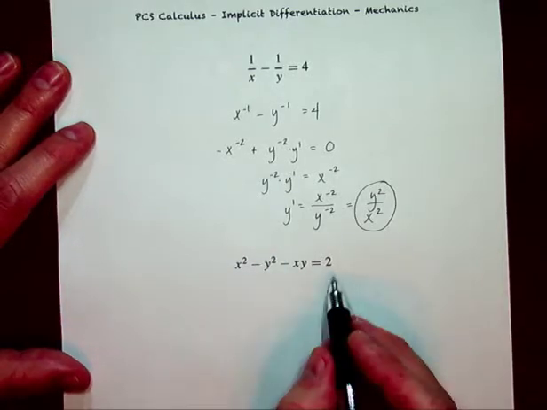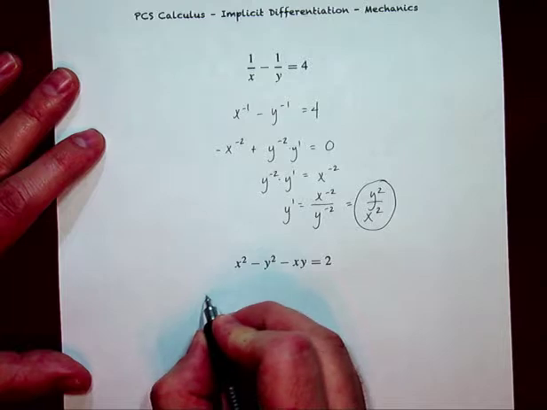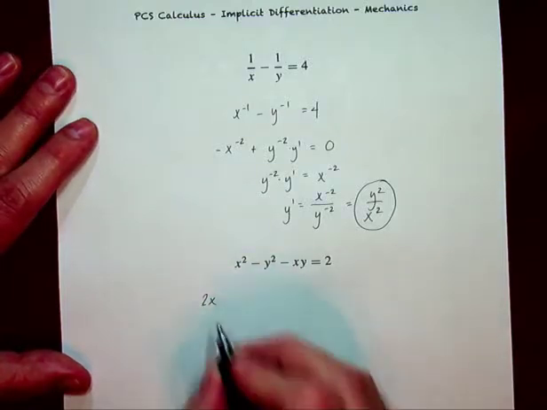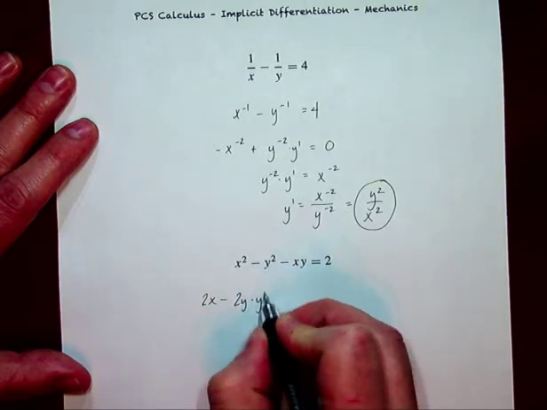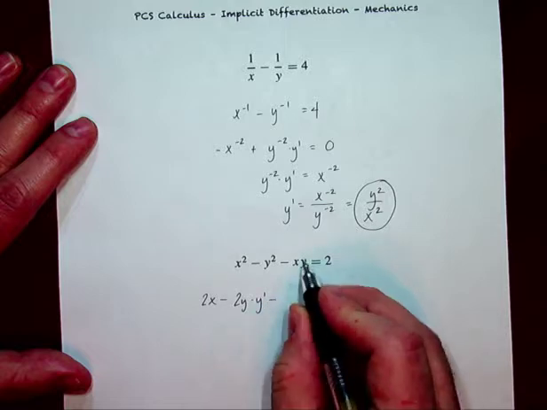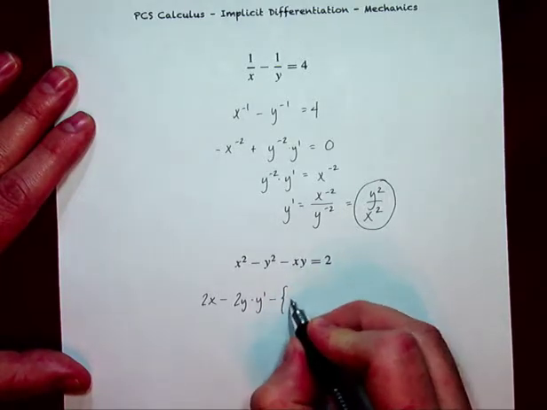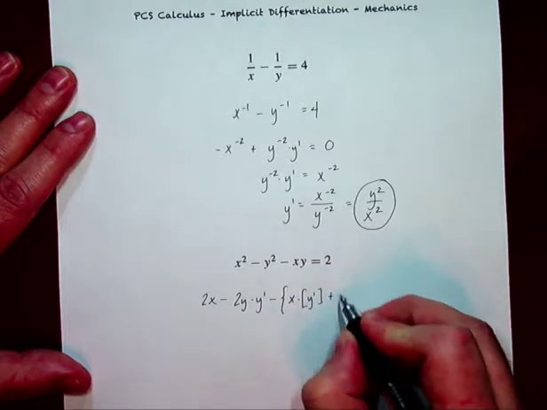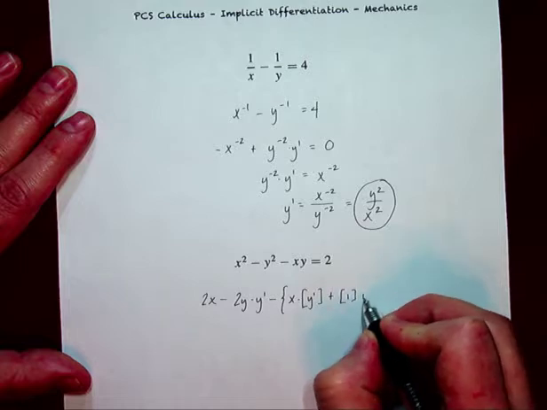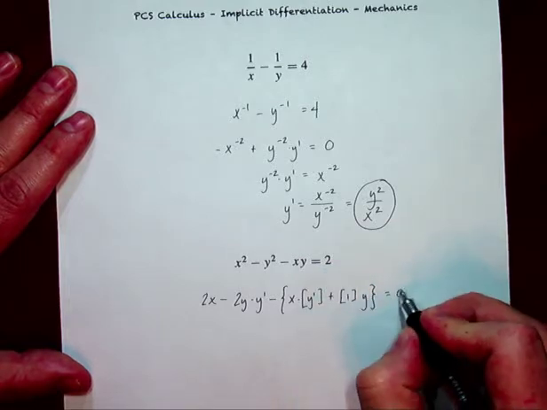Let's go ahead and do this one, okay? The derivative of this first one is simple enough. With respect to x, the derivative of x squared is 2x. The derivative of y squared is 2y, y prime. And the derivative of xy, remember that we have to do the product rule. So it's the first times the derivative of the second plus the derivative of the first times the second. And then, of course, the derivative of that constant is 0.